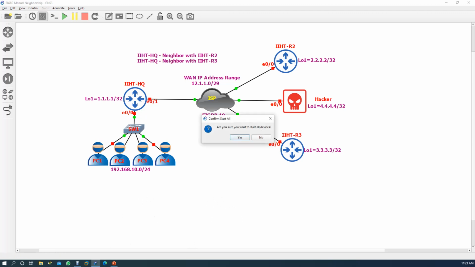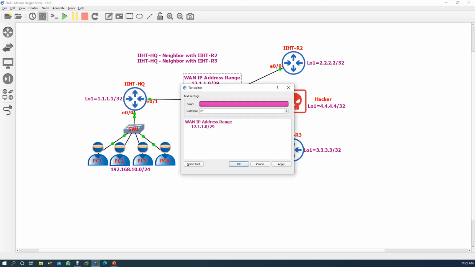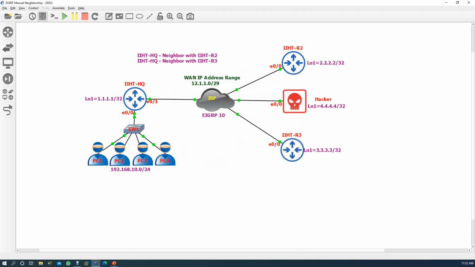Now see how the situation is. Suppose this is your headquarter router. The headquarter router is connected with the ISP, and there are some branch routers. These are your branch routers. All your branch routers and your headquarter router are connected via the ISP, via public link, WAN address. So let's configure that first.